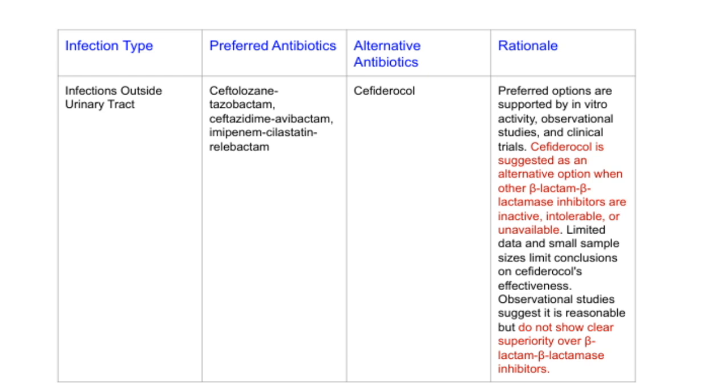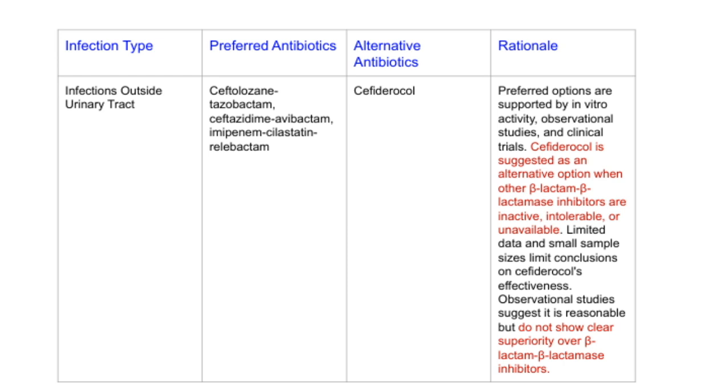The preferred antibiotics in these cases are ceftolozane-tazobactam, ceftazidime-avibactam, and imipenem-cilastatin-relebactam. These options are supported by a combination of in vitro activity, observational studies, and clinical trial data, giving us a solid foundation for their use. However, when these preferred options are inactive, intolerable, or unavailable, cefiderocol is suggested as an alternative.